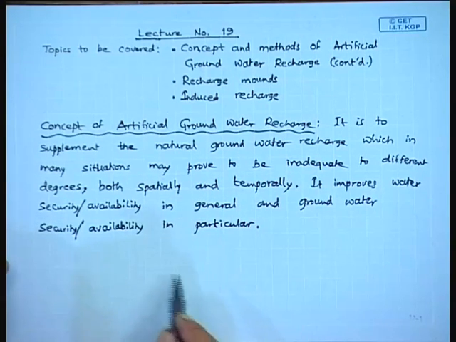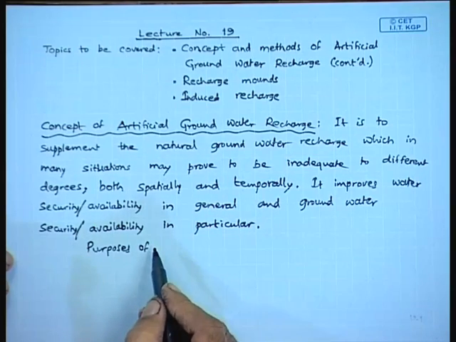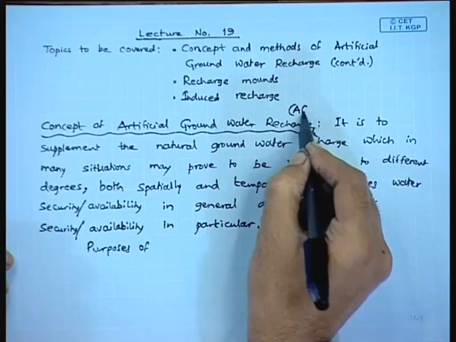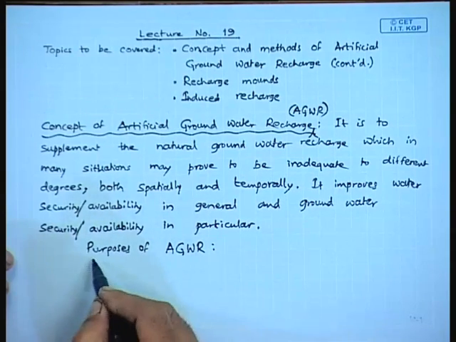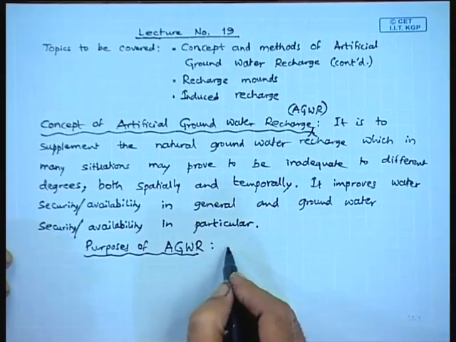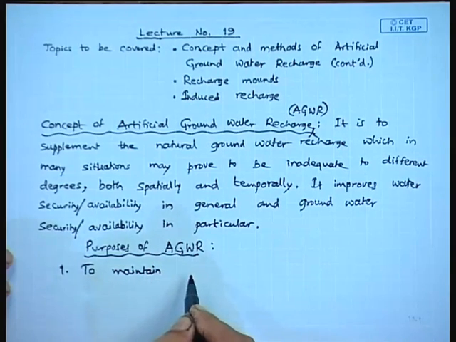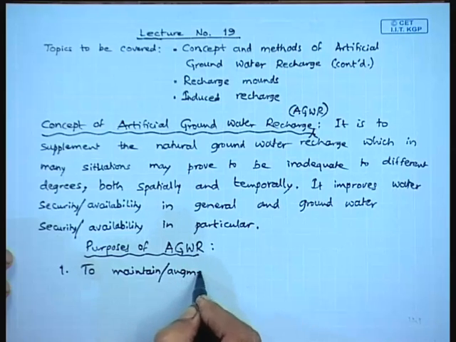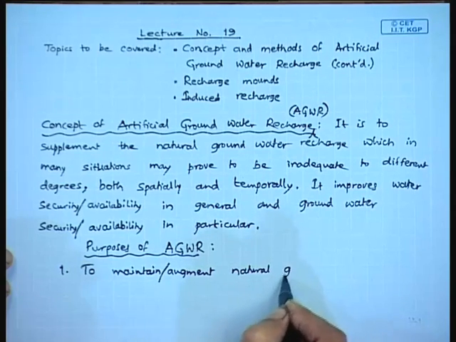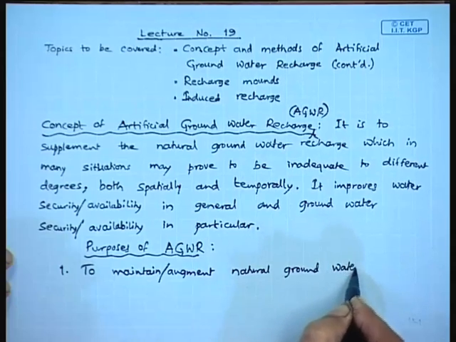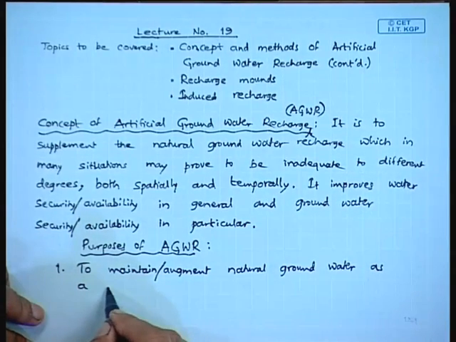Now let us briefly discuss the purposes of artificial groundwater recharge, which I will abbreviate as AGWR. The following are the main purposes of artificial groundwater recharge. The first one, and the most important, is to maintain or augment natural groundwater as a resource.